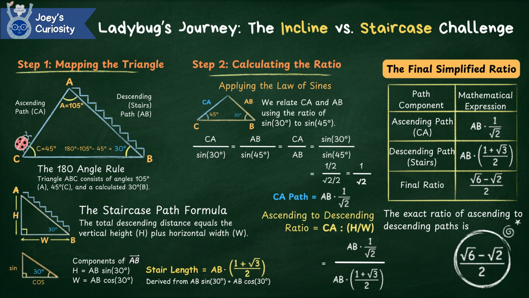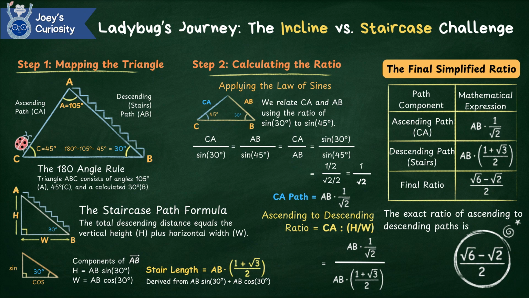First, finding the missing angle. The ladybug's path forms a triangle where the top angle is 105 degrees and the start is 45. Think of a triangle's angles like a strict budget of exactly 180 degrees. If you've spent 105 and 45, what's left in your wallet? Right, 30 degrees for the bottom angle.